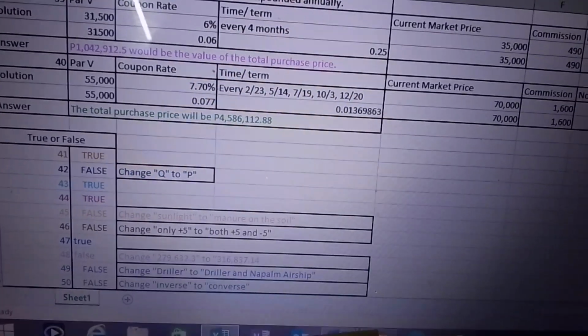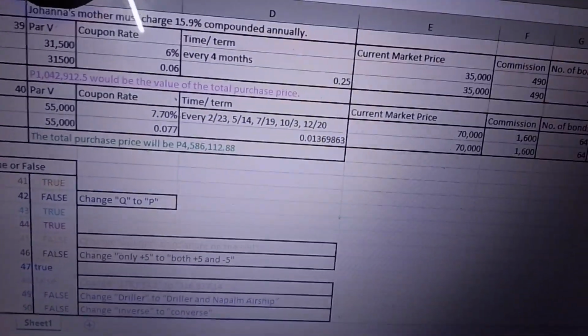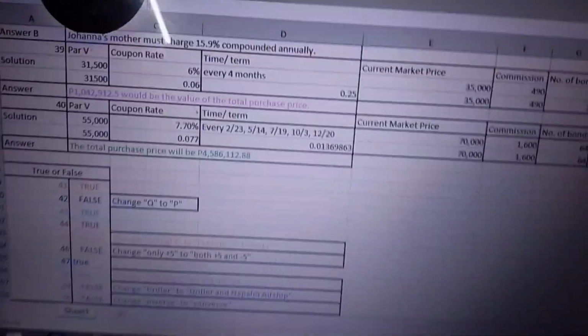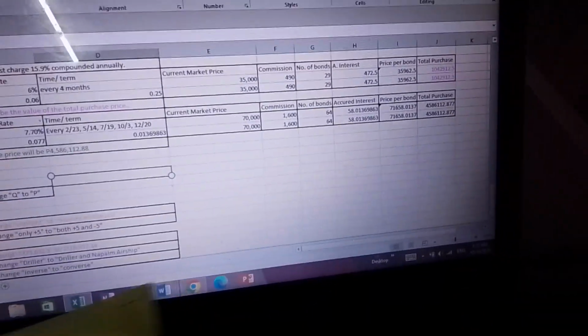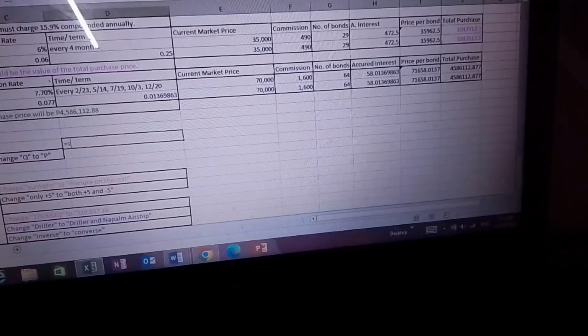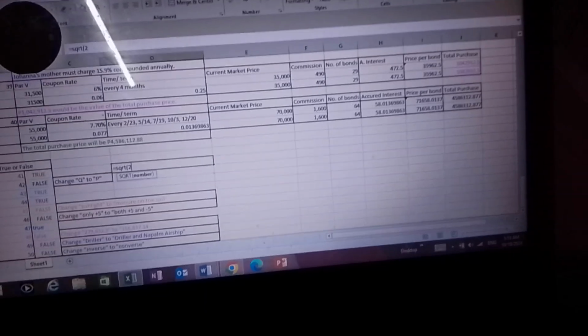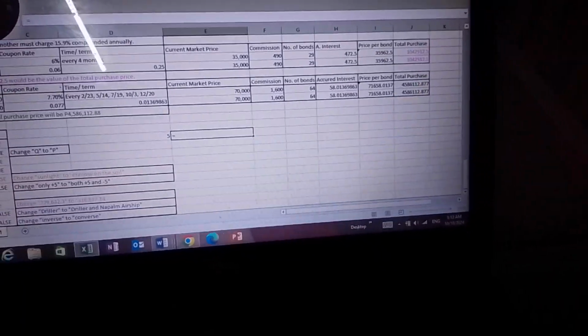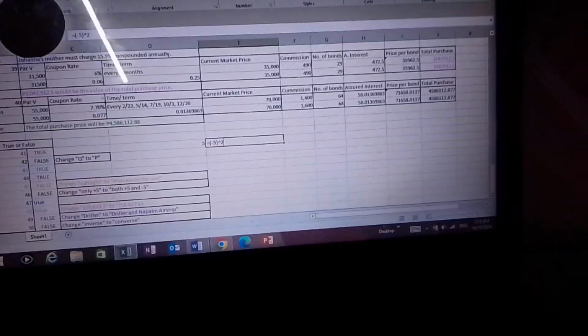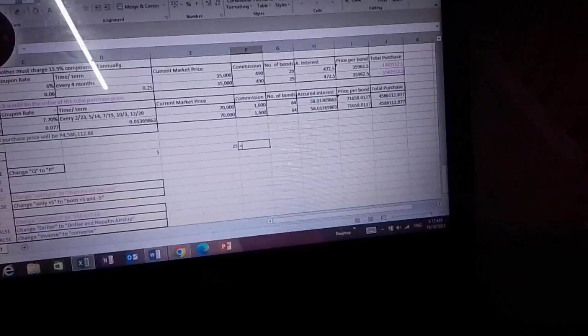Remember that's how I did it, right? Change only 5 to both positive 5 and negative 5. Because you remember, when you take the square root of 25, this can yield either positive 5 or negative 5. So type square root of 25. You get 5, either positive or negative. Because remember, we have negative 5 squared, and we still get 25.